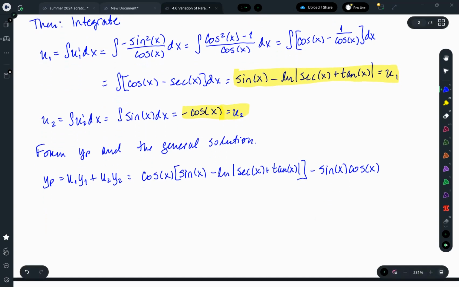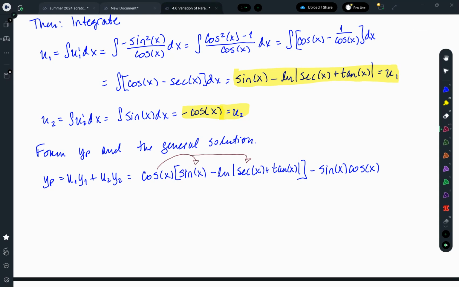Okay, you should simplify this. If things combine, you should combine them, okay? What I'm noticing is that when the cosine distributes across the sum, I have a cosine sine, and then I have a minus sine cosine. Those are the same thing, okay? So in the end, my y sub p is just negative cosine of x times natural log of the absolute value of secant of x plus tangent of x. And that's it.